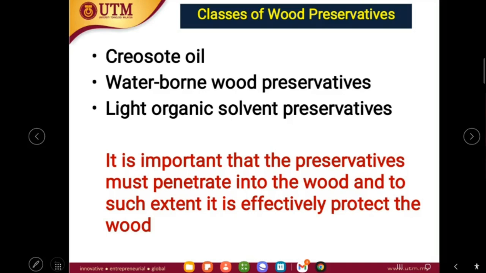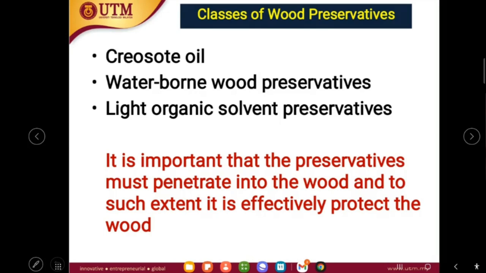Many years ago, when people started to use timber as a construction material to build houses and so on, they found that the wood had the tendency to decay very fast, about 5 to 10 years, either by termites and so on. So to preserve wood, they used olive oil. The preservation of wood actually started from there, but now we are no longer using olive oil.